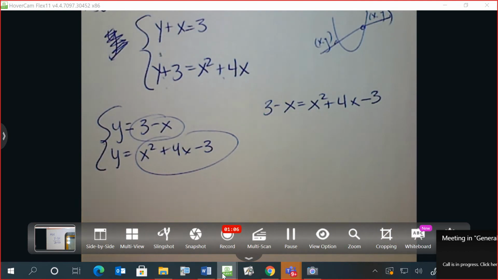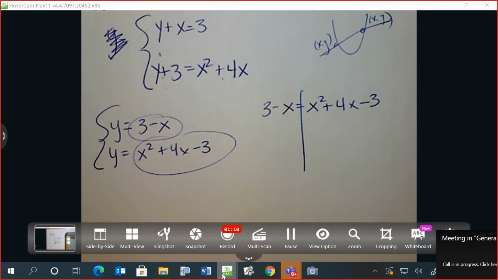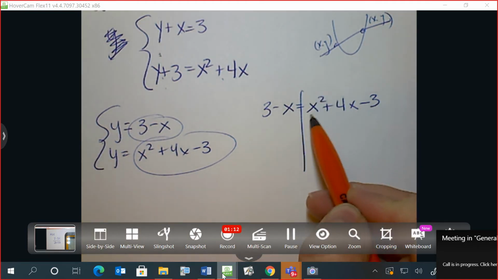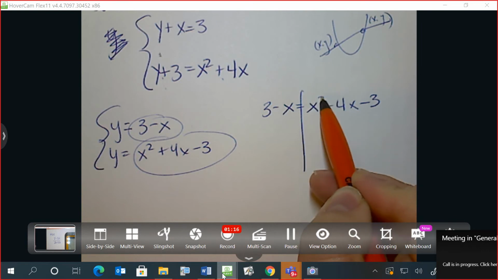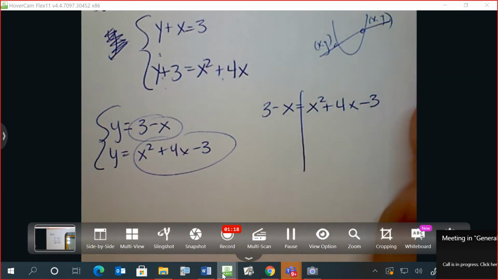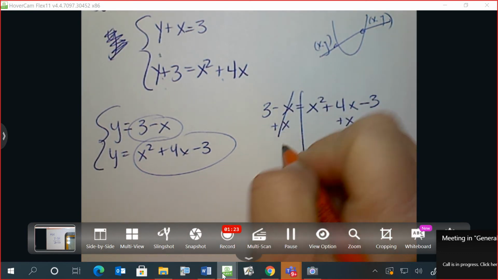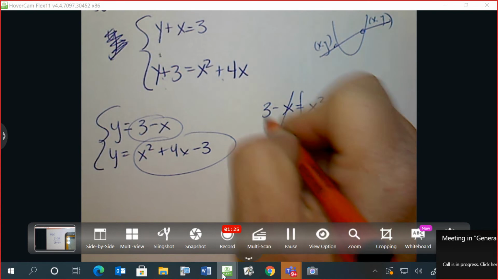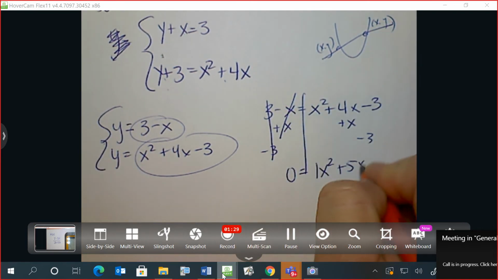So there's no rule right now that says I need to move things to the right or to the left, but there's always a strategy that makes it easier. I'm finding the degree, which is on the right here. It's 1x squared, the largest degree. Because it's positive, I'm going to move everything to the right. So I'm going to add the x over and subtract the 3 over. 1x squared plus 5x minus 6.